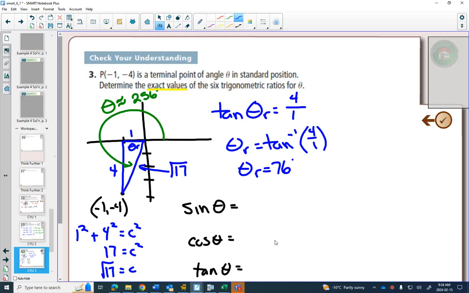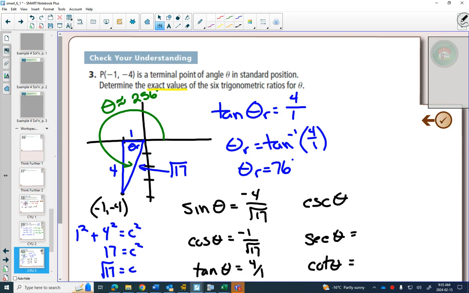So now, I can say that sine of theta is opposite over hypotenuse, and with my CAST rule, negative. Cos of theta, adjacent over hypotenuse, CAST rule, negative in quadrant 3. And tan of theta, we already knew, was 4 over 1. For the reciprocals, just write them down quickly here. You just take your answer and flip it.